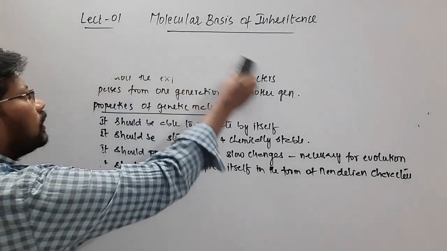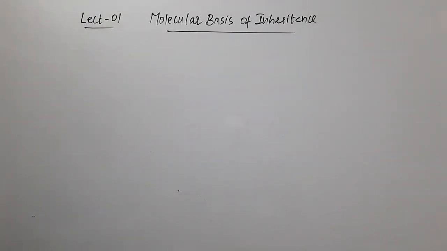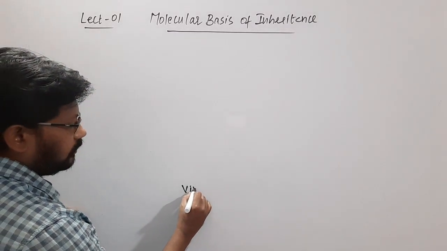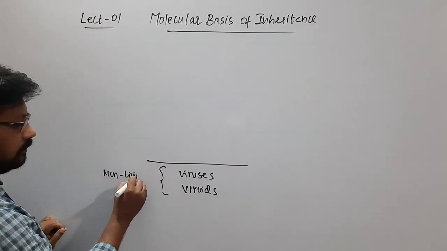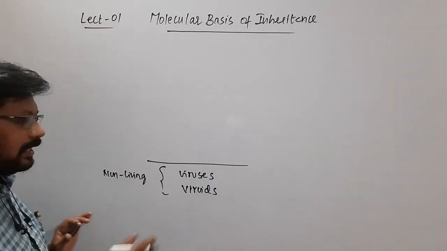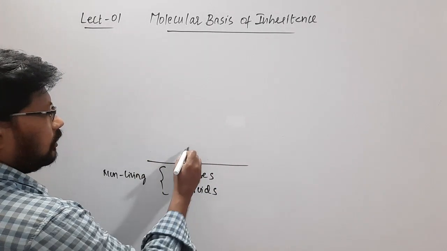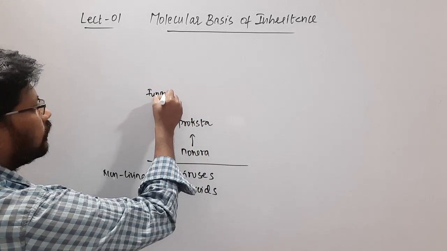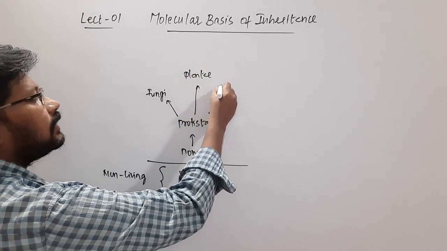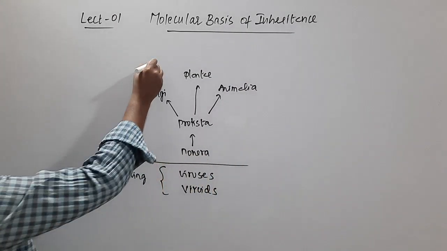Now let us see what molecule is acting as genetic material in living organisms, and we'll also see about non-living things like viroids and viruses. So these are non-living, and all the living organisms mostly, okay, they are included under 5 kingdoms. They are Monera, then Protista, Fungi, Plantae, and Animalia.